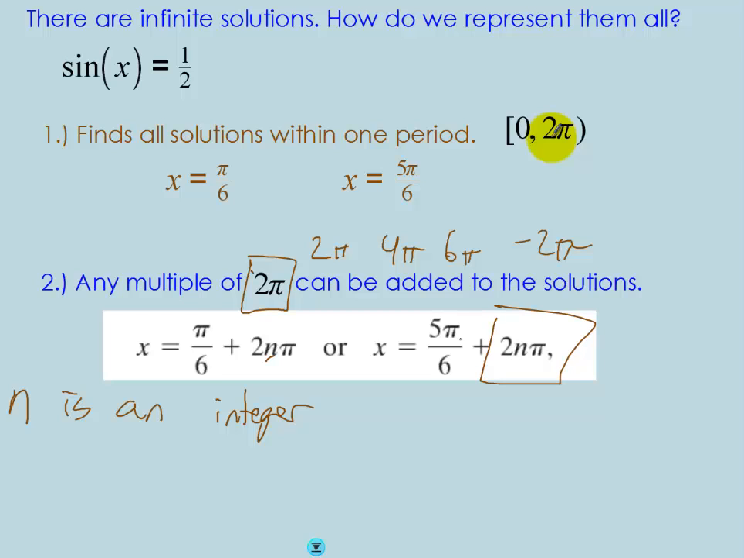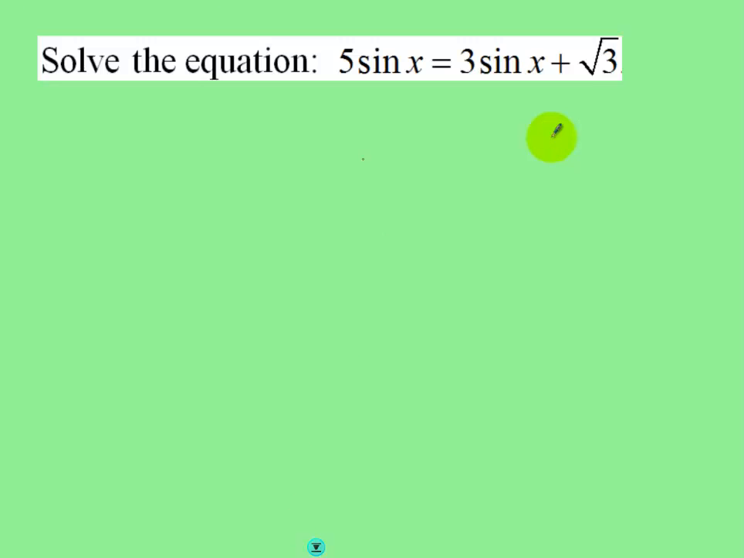And these are all in radians. If you want to do degrees, you can add 360n. But let's stick with radians. So let's do this problem. Solve this equation. My first step, I want to isolate the trig. I don't like it on both sides. So I'm going to subtract 3 sine of x on both sides.